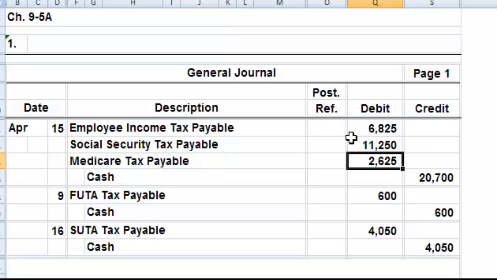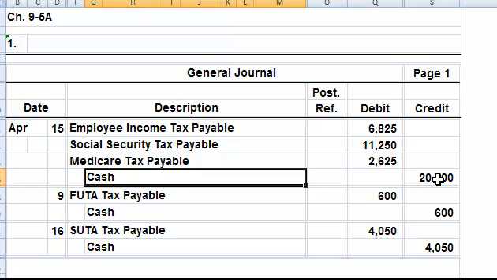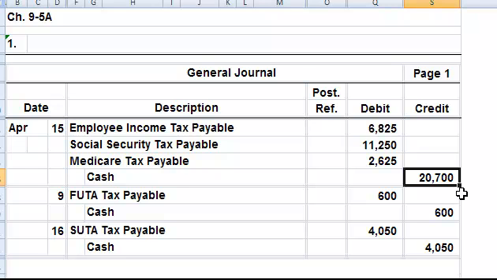So we're going to debit all of those payroll accounts. They're going to become zero, and then we're going to credit cash for $20,700, which is the sum of each of these, because we're going to take the money out of our bank account and write a check and pay it in, and then from an accounting standpoint, we're going to take them out of our payables, our liability accounts.